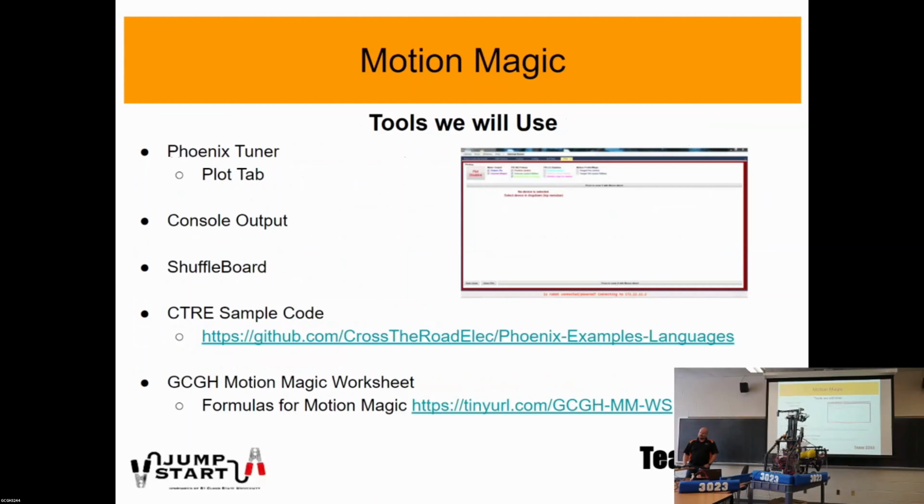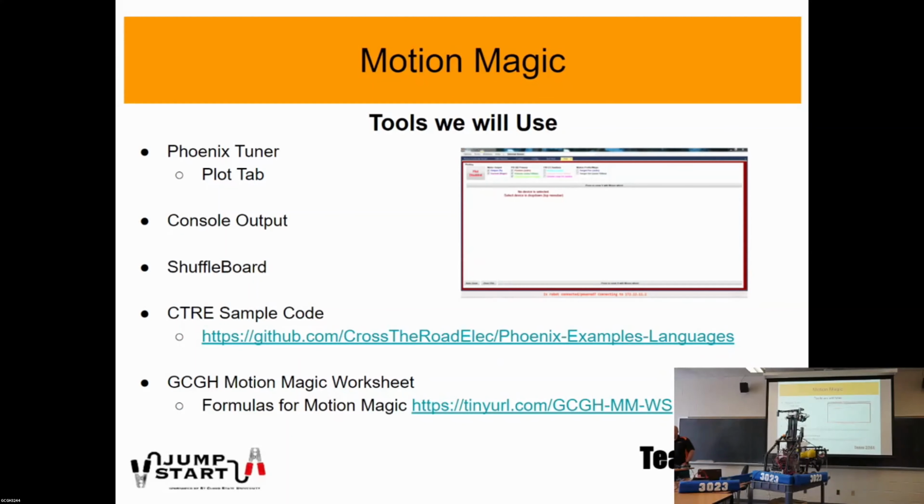Some of the tools we're gonna use here, and we're gonna just hammer through these slides before we get to the live demo. We're gonna look at the Phoenix Tuner, primarily the plot tab, is where a lot of information can be collected for our Motion Magic. We're gonna use the console output to collect some data. We're not gonna use Shuffleboard, but it can be used also to collect these same things that the console is gonna tell us.